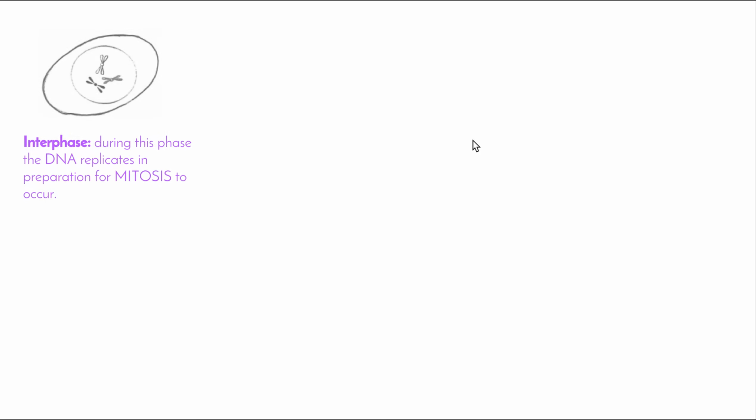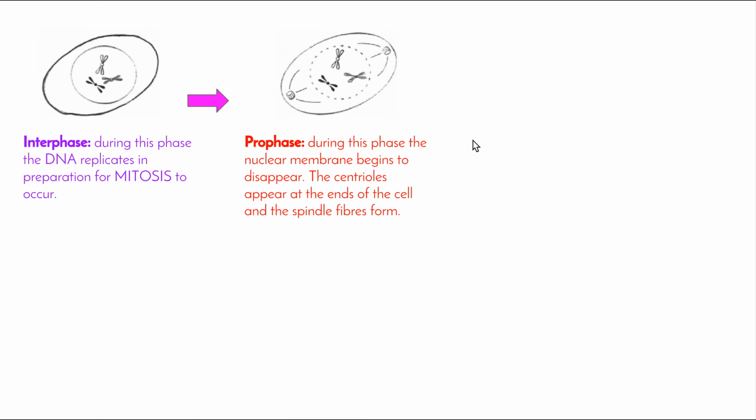So let's have a look at these steps and what exactly is happening at each one. So as I said, we start with interphase. Now, interphase technically isn't a step of mitosis, but it needs to happen before mitosis can take place. So during this phase, the DNA replicates, ready for mitosis to take place. So as I said, we go from 46 chromosomes in our parent cell, and we double that to 92. Then we start the process of mitosis with prophase.